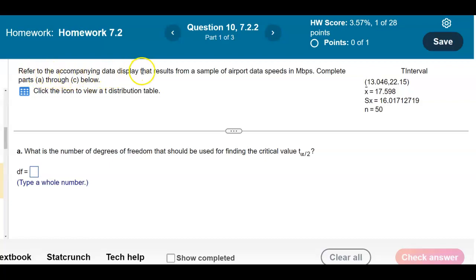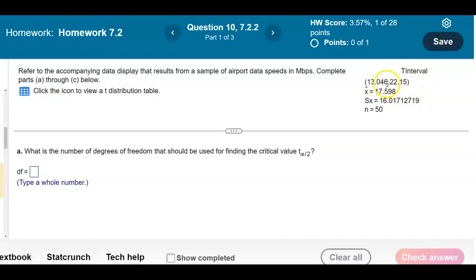Refer to the accompanying data display over here to the right that results from a sample of airport data speeds in megabytes per second. Complete parts A through C below. For the first part, it says, what is the number of degrees of freedom that should be used for finding the critical value? Now here we see the display. This is the t-interval display.